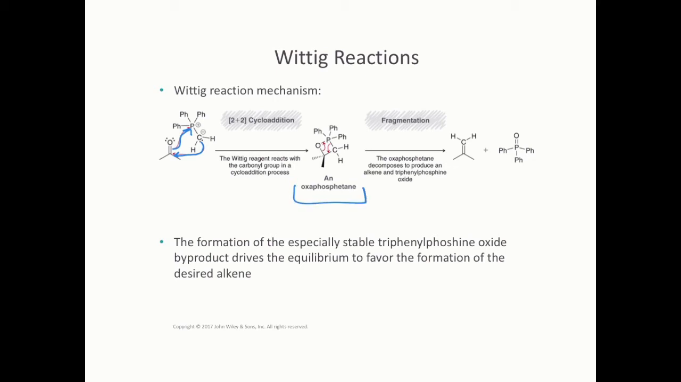and that gets you to this oxaphosphetane intermediate, which then fragments. So the phosphorus carbon bond breaks, and those two lone pairs form the new alkene pi bond, and the carbon oxygen bond breaks, forming a pi bond with the phosphorus. And you get the new alkene and triphenylphosphine oxide as a side product.